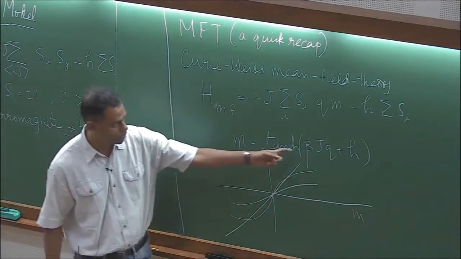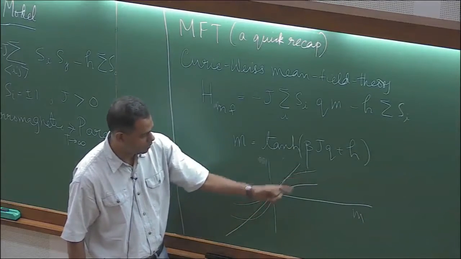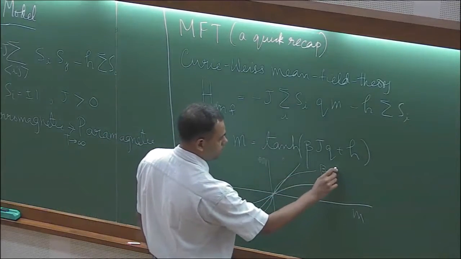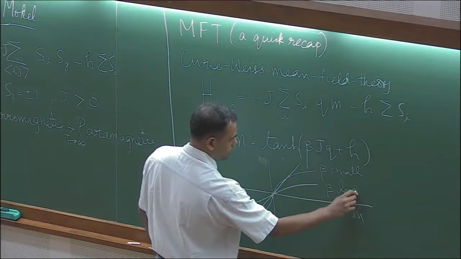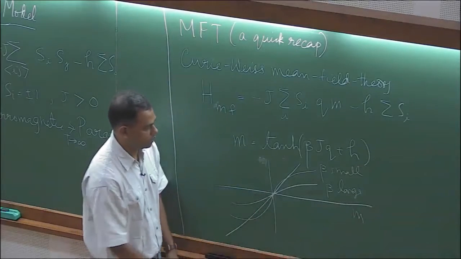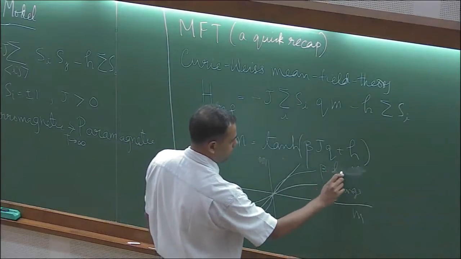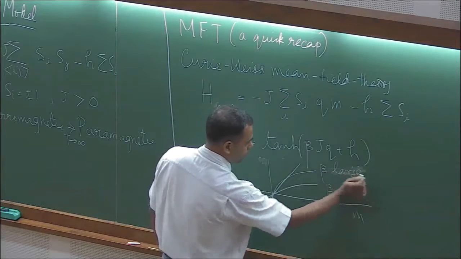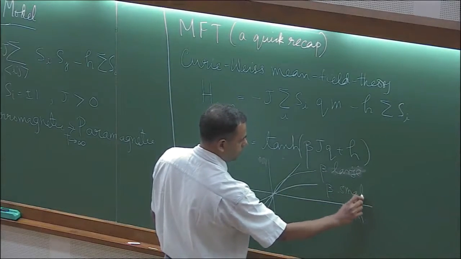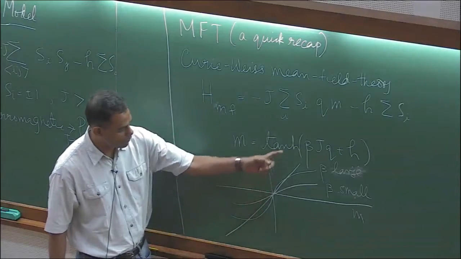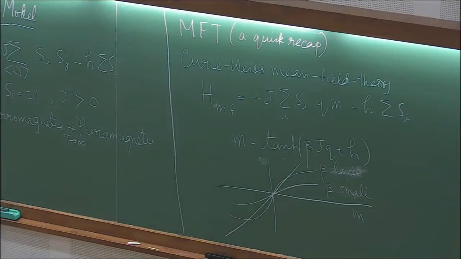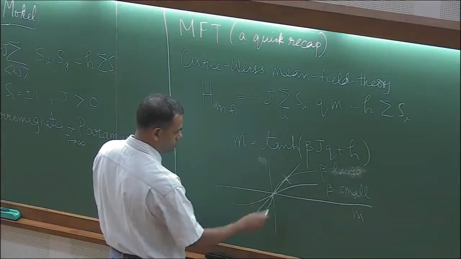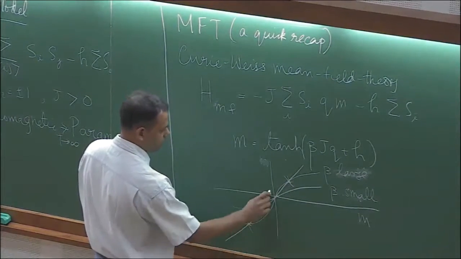So for small beta, the curve looks like that one. And for large beta, the curve has a smaller slope the other way around. As you change beta, the slope of this curve at the origin changes, and you have three roots or one root. And that was the solution of the mean field Ising model. Sometimes when there are three roots, you get a non-zero M, and otherwise you have one M.